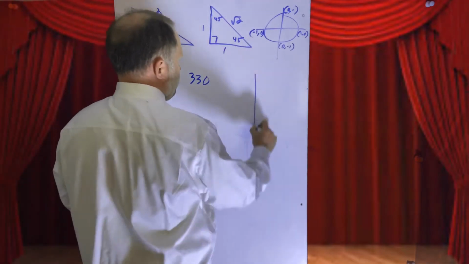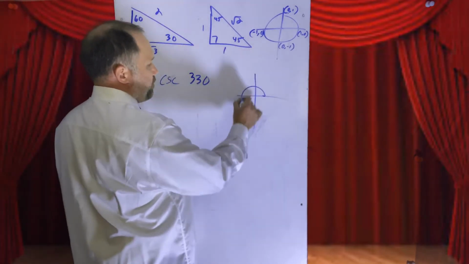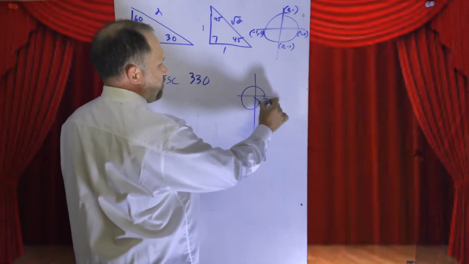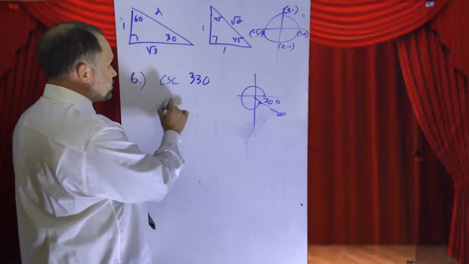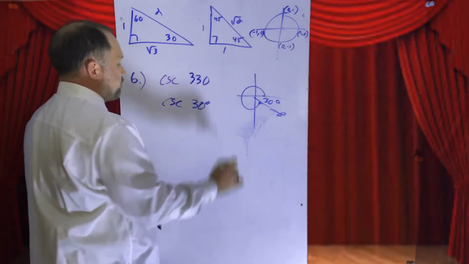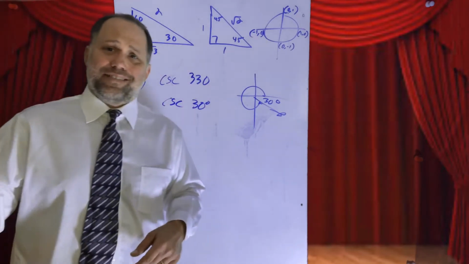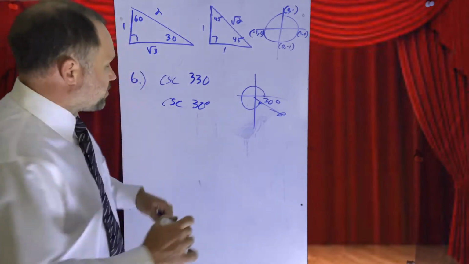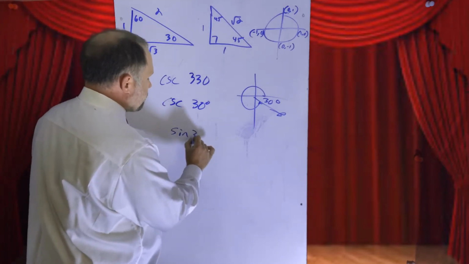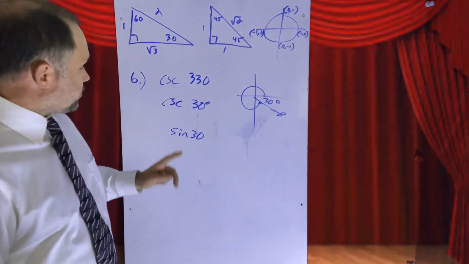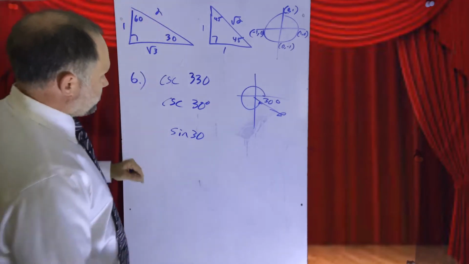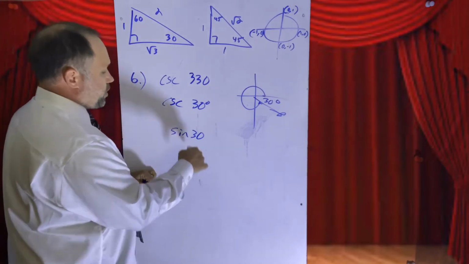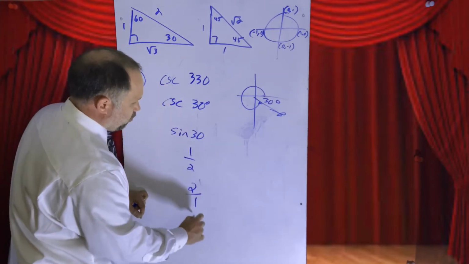All right, number 6 was the cosecant of 330. So let's first sketch a quick picture, get the reference angle. 330 sits right there, has a reference angle of 30 degrees. So we're actually finding the cosecant of 30 degrees. Cosecant is sine's reciprocal, so if we just find the sine of 30 first and flip it, we'll have our answer. So let's find the sine of 30. Sine is opposite over hypotenuse, so it's going to be 1/2. We're going to flip it to become 2 over 1.